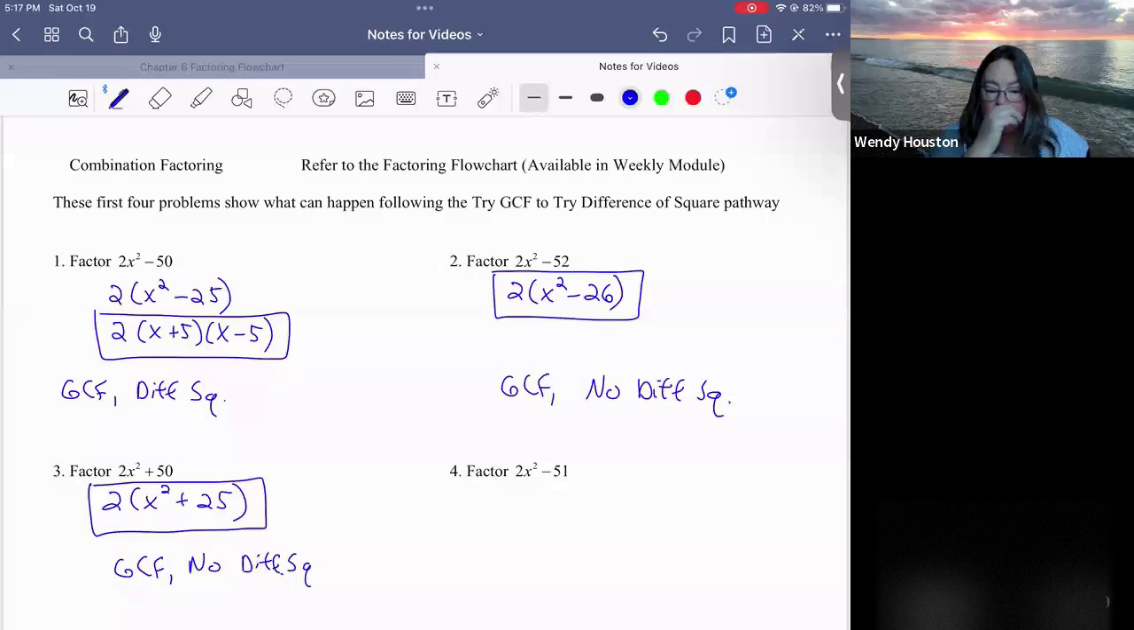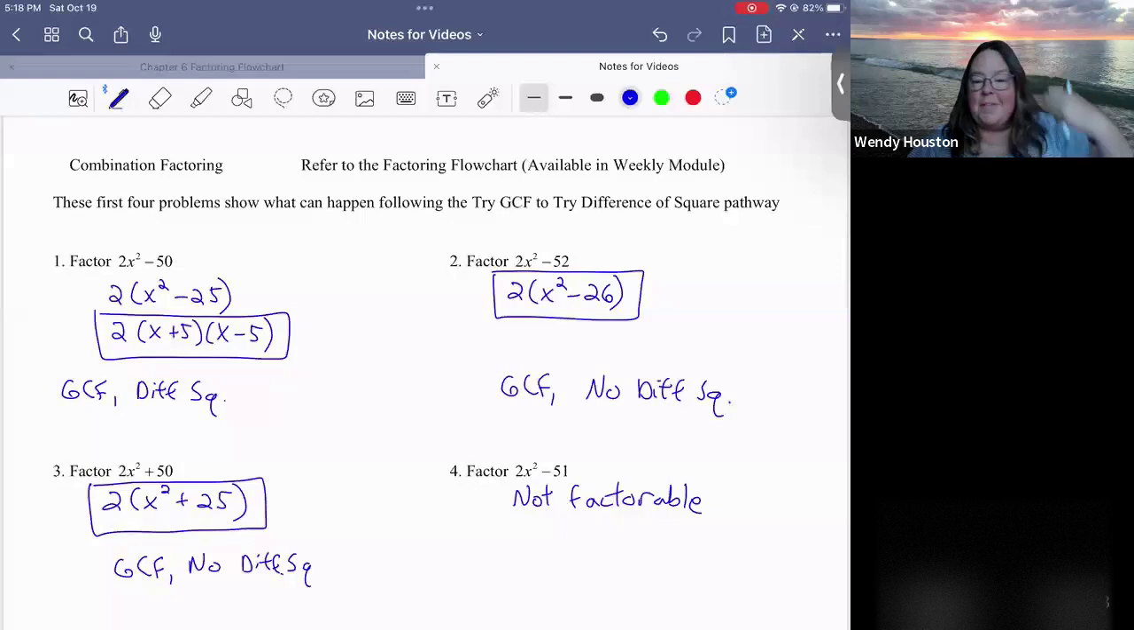Then looking at number 4, there's no GCF in this case. There's also no perfect squares, even though we have the minus and the 2 terms. So we're trying difference of squares, but neither of those are perfect squares. So this one, there's nothing we can do. Our answer here would be not factorable.